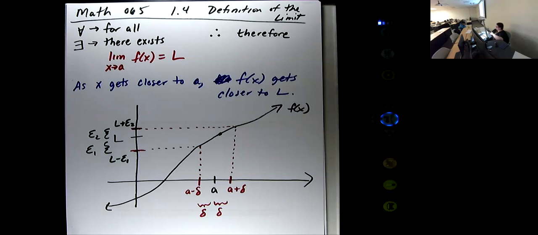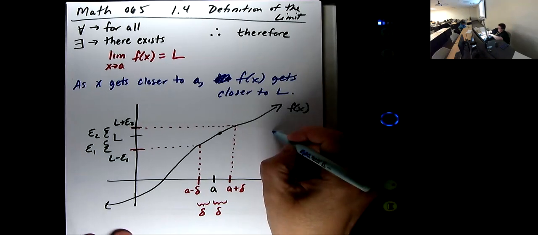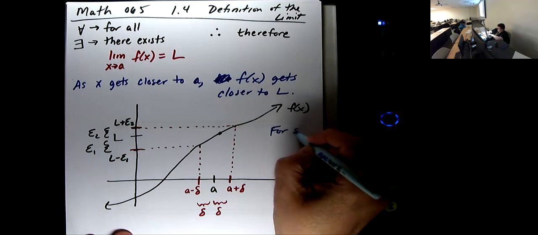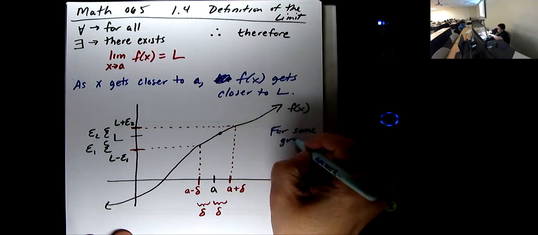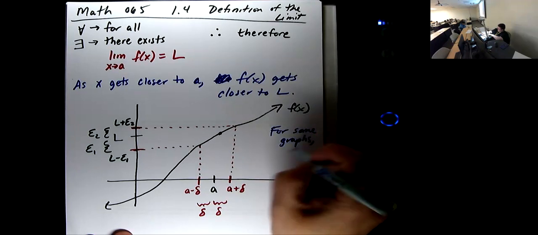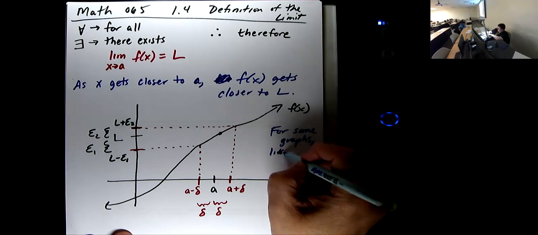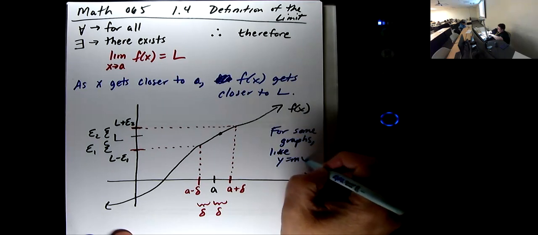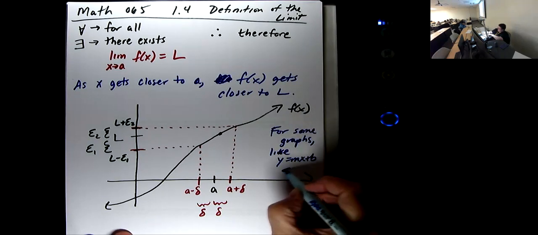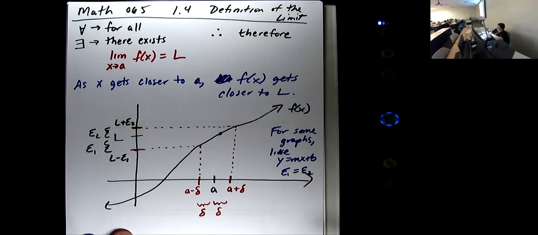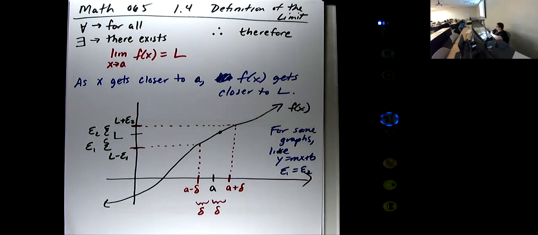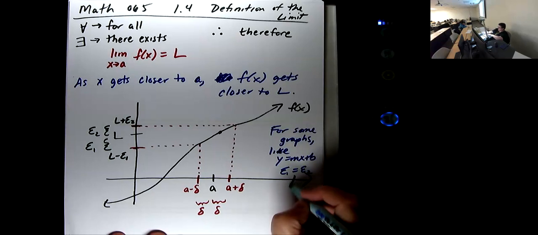Now, if you're lucky, with some graphs like y equals mx plus b, straight lines, epsilon 1 is the same thing as epsilon 2, but they don't necessarily have to be. We're going to restrict what we're doing to just straight lines. We'll do this.